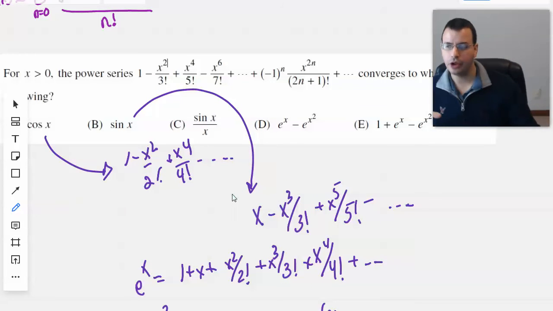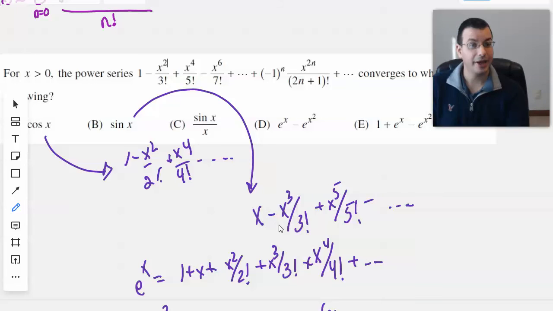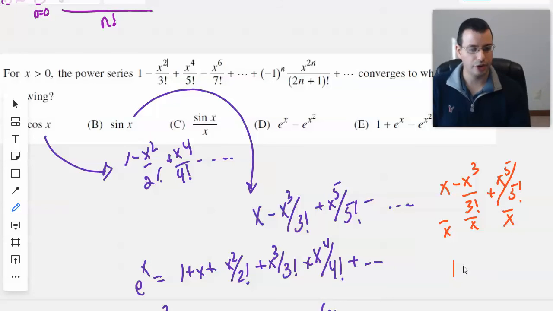So if we divide this by x, if we have sine of x divided by x, then what is it going to be? x minus x cubed over 3 factorial plus x to the 5th over 5 factorial. Divide each of these by x, and you have 1 minus x squared over 3 factorial plus x to the 4th over 5 factorial, and minus, yep, I think this is going to be the one then.